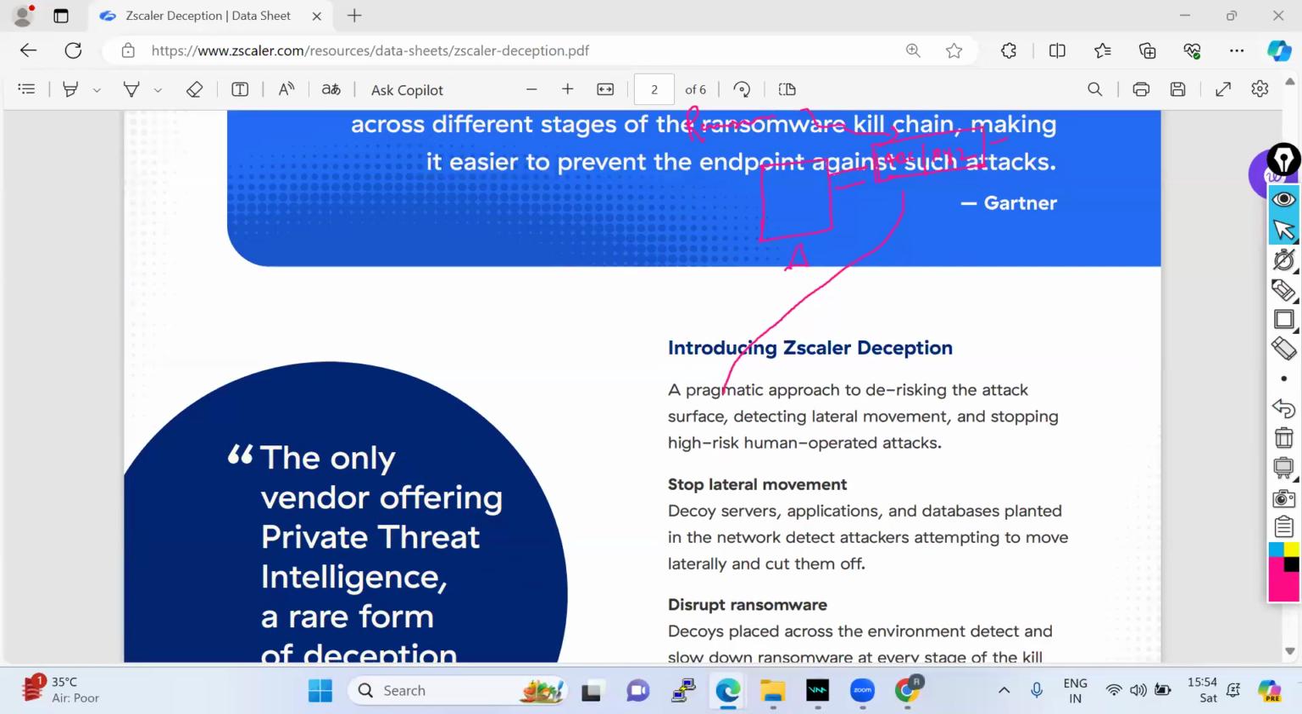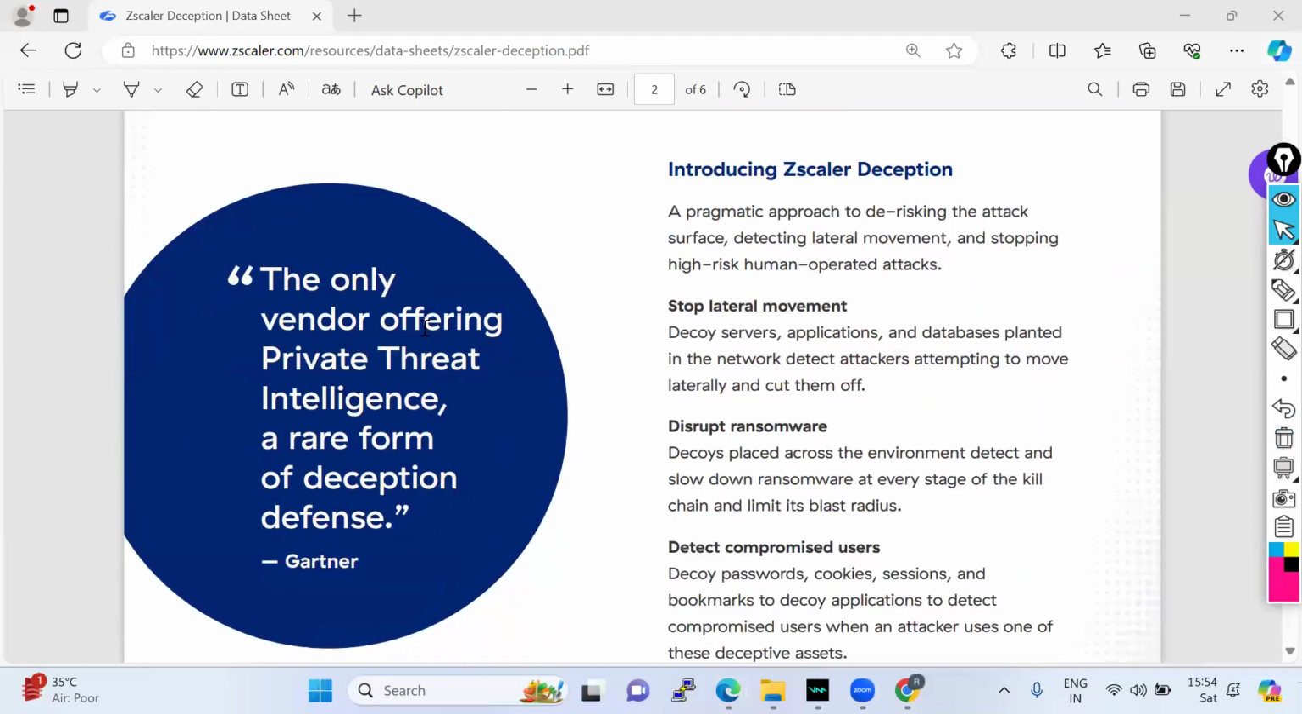So moving to the next, you can see only one vendor is offering private threat intelligence. This is Zscaler, that is deception defense. No other vendor is offering this particular solution. You can see this again talks about a decoy, so this decoy word is going to be the hero around this whole session. It's a programmatic approach to de-risking the attack surface, detecting lateral movement, and stopping high-risk human-operated attacks.